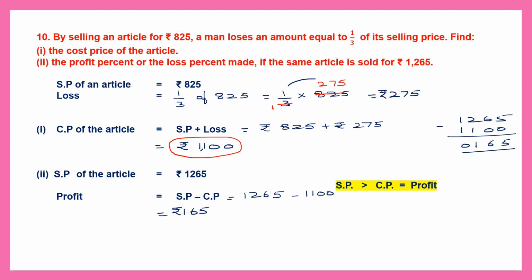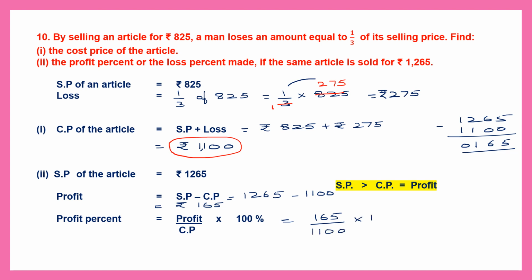Now we can find the profit percent. So profit percent will be profit divided by cost price into 100. So profit is 165. Divide this by cost price and the cost price is 1100. Multiply this by 100%. Now cancel. I can cancel 2 zeros here and 2 zeros here.